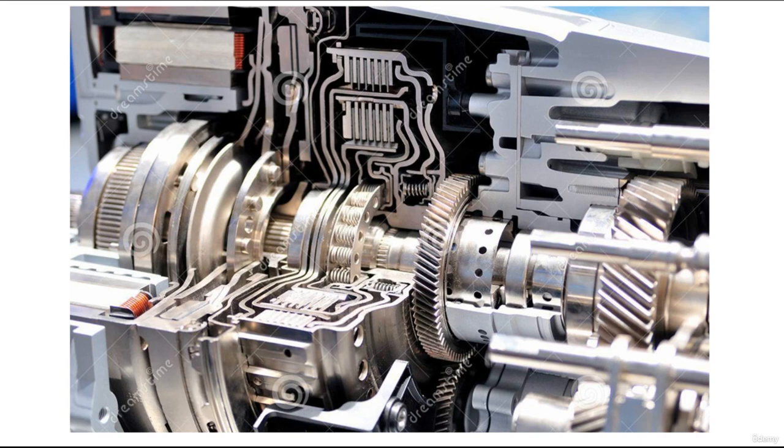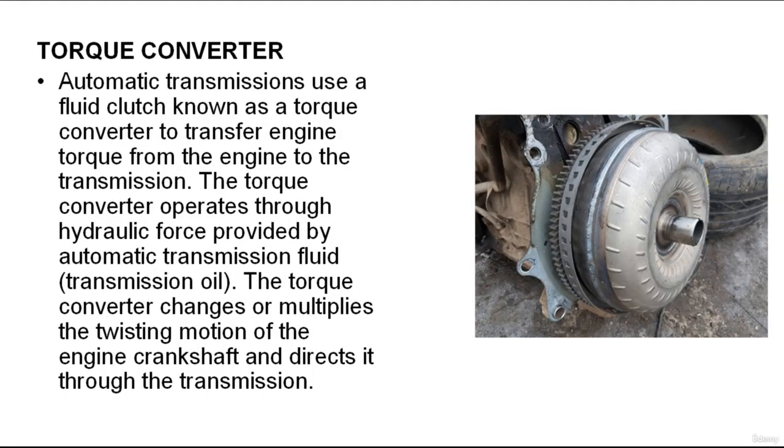Let's start with the first part of the automatic transmission, which is the torque converter. Automatic transmissions use a fluid clutch known as a torque converter to transfer engine torque from the engine to the transmission. The torque converter operates through a hydraulic force provided by automatic transmission fluid, often simply called transmission oil. The torque converter changes or multiplies the twisting motion of the engine crankshaft and directs it through the transmission.